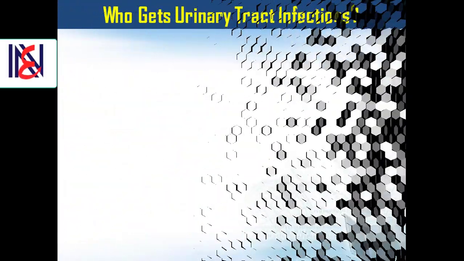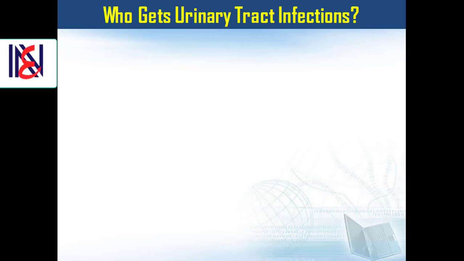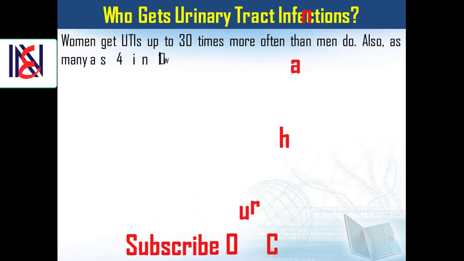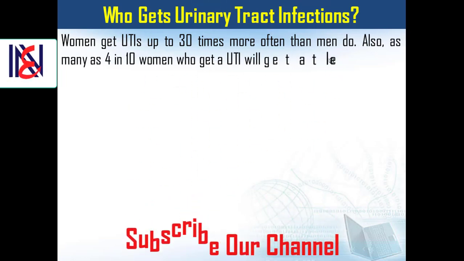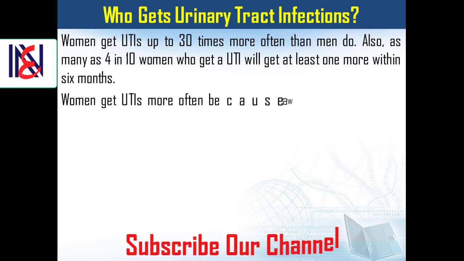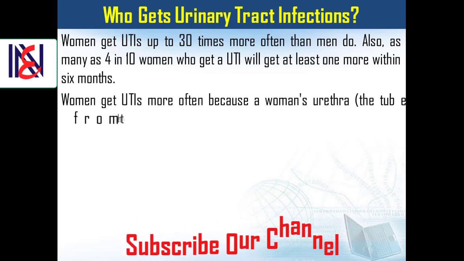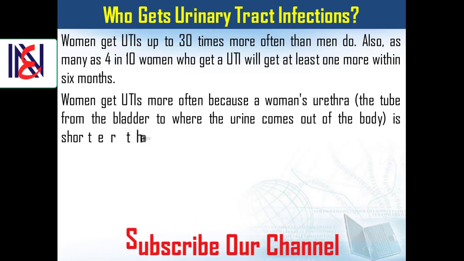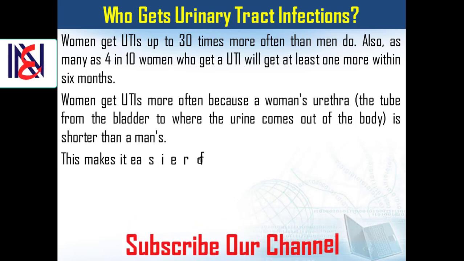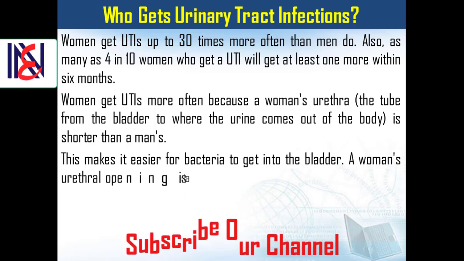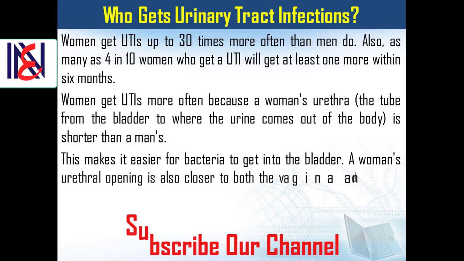Who gets urinary tract infections? Women get urinary tract infections up to 30 times more often than men do. Also, as many as 4 in 10 women who get a urinary tract infection will get at least one more within 6 months. Women get urinary tract infections more often because a woman's urethra, the tube from the bladder to where the urine comes out of the body, is shorter than a man's.